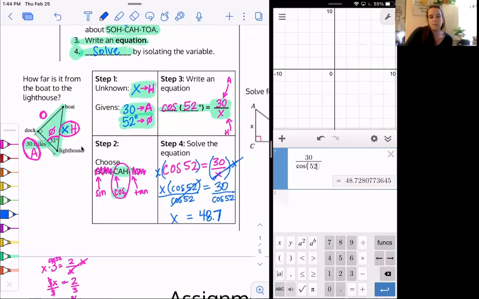48.7 what? What was our unit here? First of all, what we were calculating, was that a side or an angle? Is that a side or an angle that we just found?